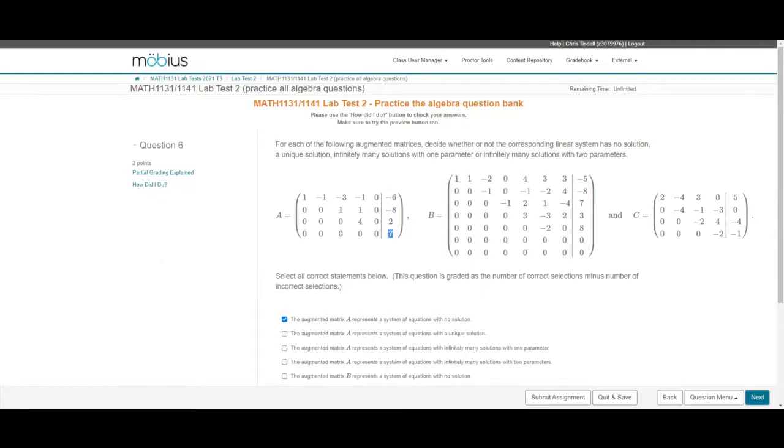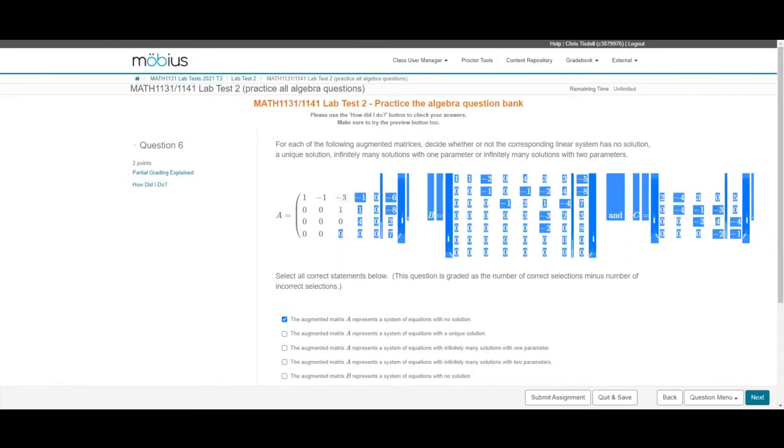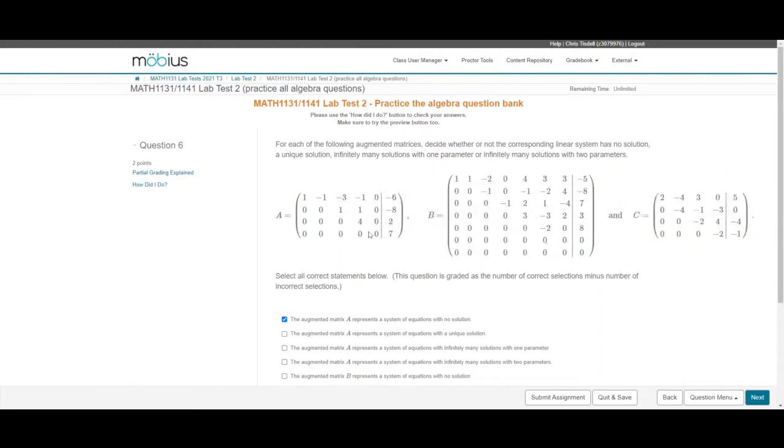Let me say that again. This last row column is called a leading column because it contains this number 7, which is the first non-zero entry of the bottom row. Okay, so let's look at this one.